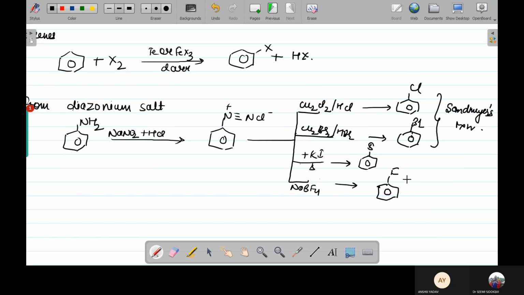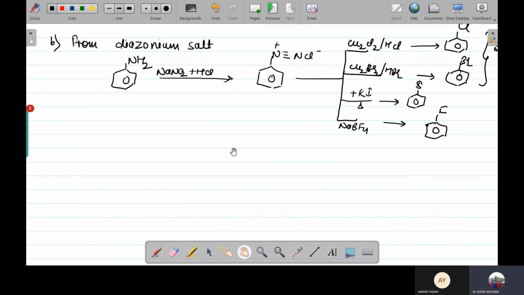fluorobenzene. Now, if we talk about the chemical properties of the haloarenes, then haloarenes undergo nucleophilic substitution reactions with difficulty. Why? The first reason is the resonance effect. The second reason is the difference in hybridization. The third reason is instability of the phenyl cation. And the fourth reason is the possible repulsion.